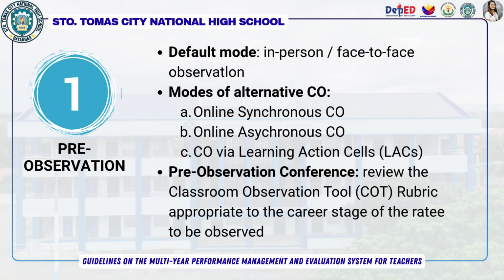Before anything else, the teacher ratee and the observer must have a pre-observation conference. The key goal here is to review the specific classroom observation tool rubric levels appropriate to your career stage. You need to know exactly what is expected of you. While the default mode is in person or face to face, we have flexibility through alternative modes: online synchronous, online asynchronous, or even a CO via learning action cells for certain contexts.